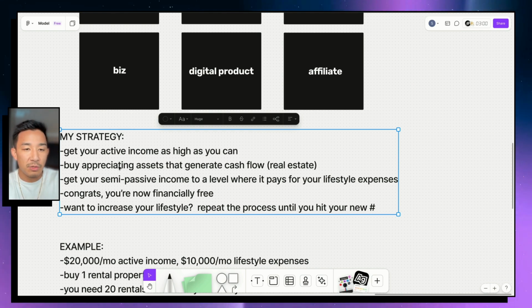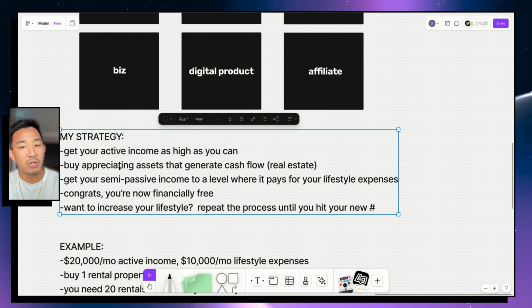Get your active income as high as you can. Buy appreciating assets that generate cash flow, like real estate. Get your semi-passive income from these appreciating assets to a level where it pays for your lifestyle. Then you are financially free. And if the goalposts move, if you increase your lifestyle, then you've got to go back and repeat this process.